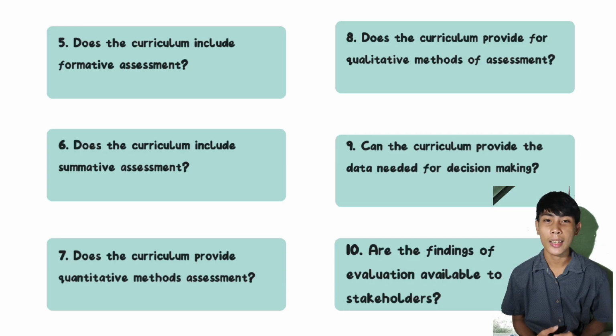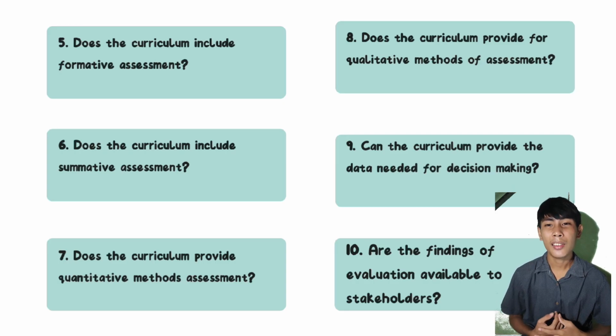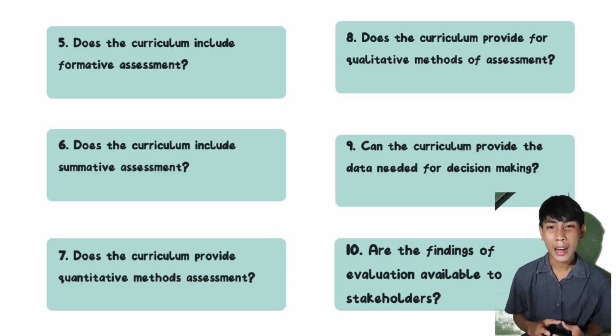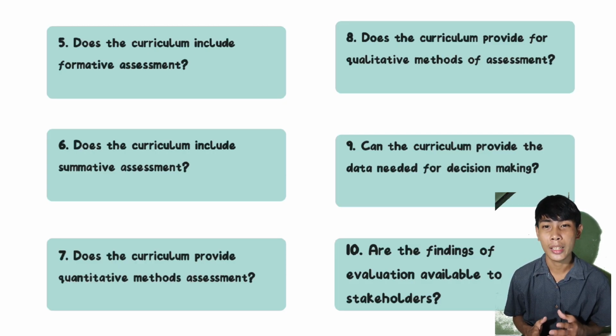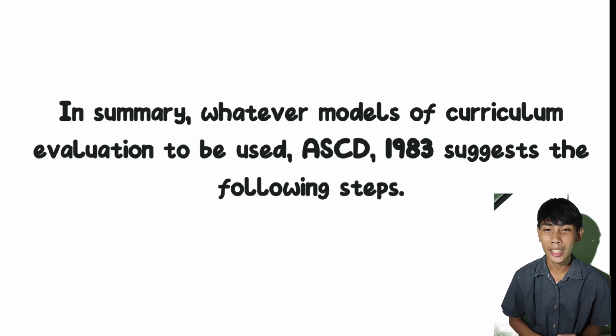For the last question, in a simple way of evaluation process, are findings of evaluation available to stakeholders? So it is asking if the results and conclusions of the curriculum evaluation process are accessible and shared with the relevant parties who have an interest in the curriculum's success. In summary, whatever models of curriculum evaluation are used, ASCD 1983 suggests the following steps.